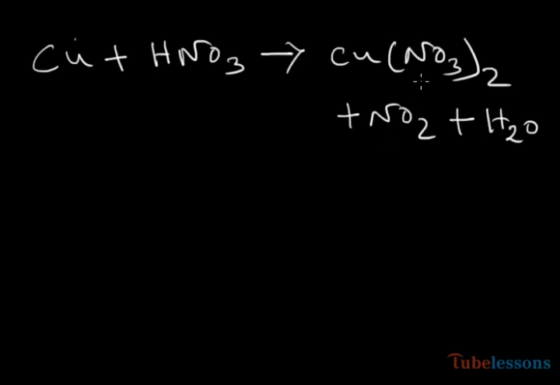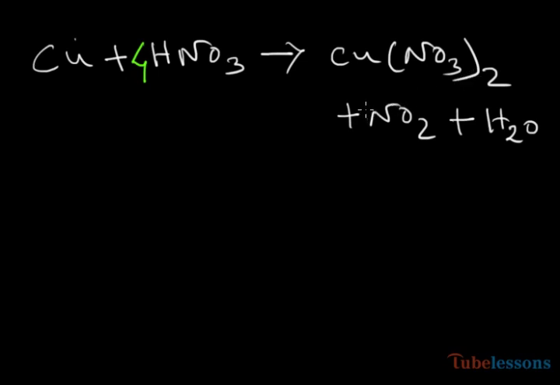In the nitrate radical, one nitrogen atom is present. Nitrate means NO3 and it is whole 2. 2 is written in the right hand side of NO3. So the total number of nitrogen atoms is 2 plus 1, 3. Now to balance it, we have to multiply HNO3 by 4. If we write 4 before HNO3, the number of nitrogen atoms in the left hand side is 4. And in copper nitrate, 2 nitrogen atoms are present.